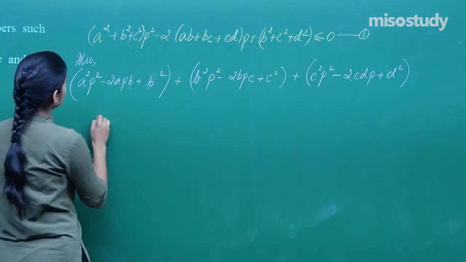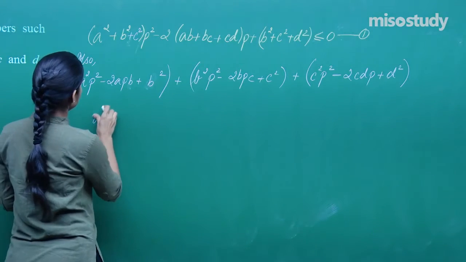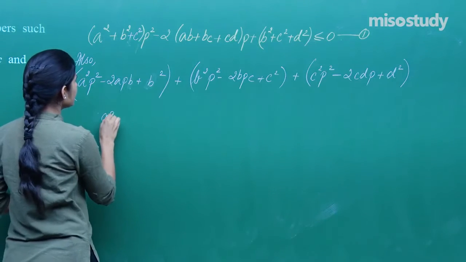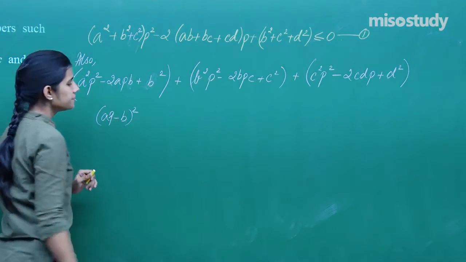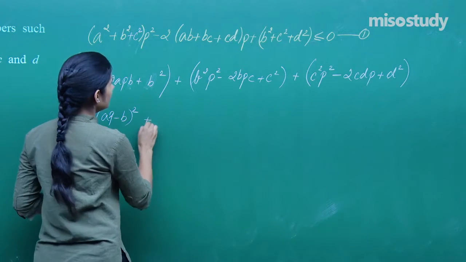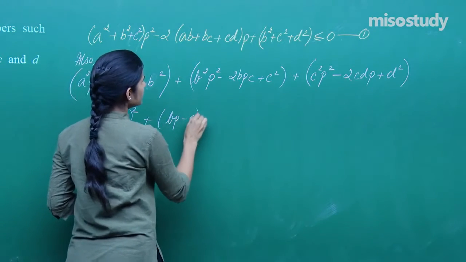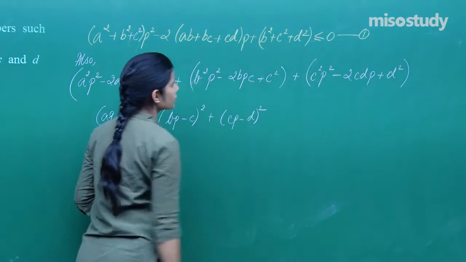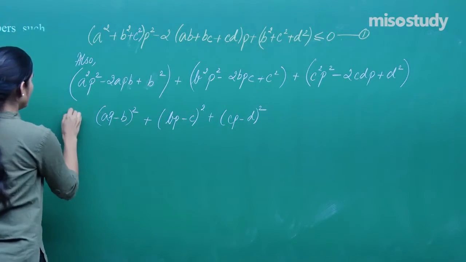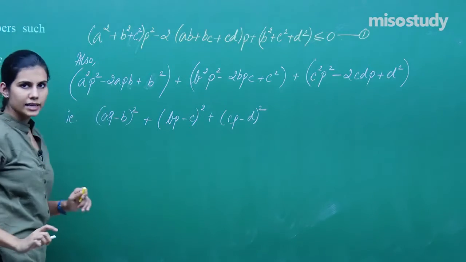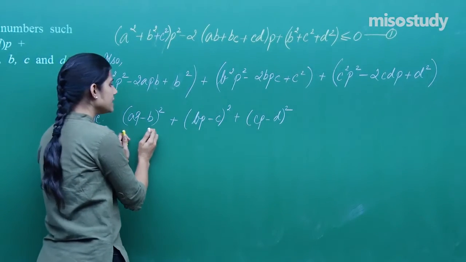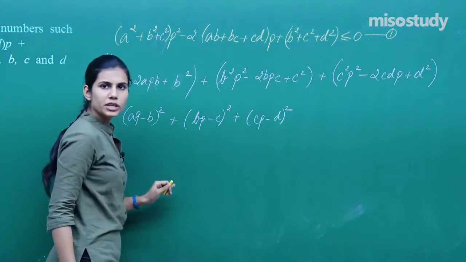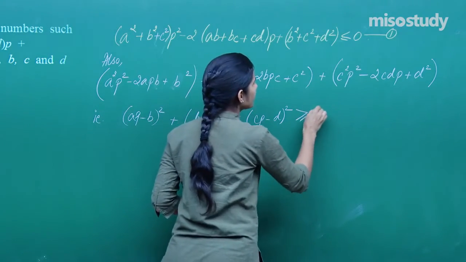This actually is what? This is ap whole square and this is b square. Can I write this as ap minus b whole square? Right? Here you can write as bp minus c whole square and this will be cp minus d whole square. I am just manipulating the left hand side. When I do that, I know this quantity is greater than or equal to 0. Sum of 3 non-negative terms is always non-negative.